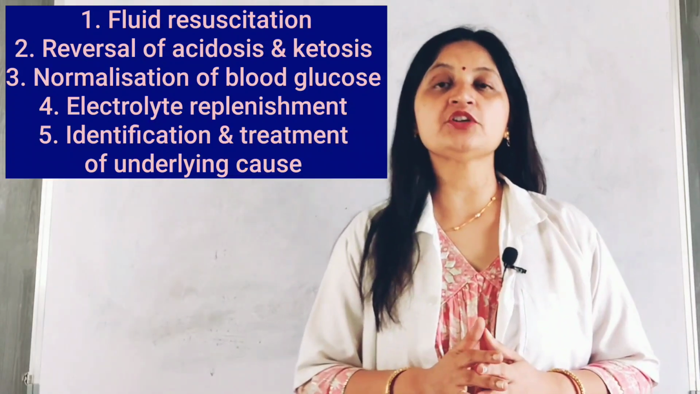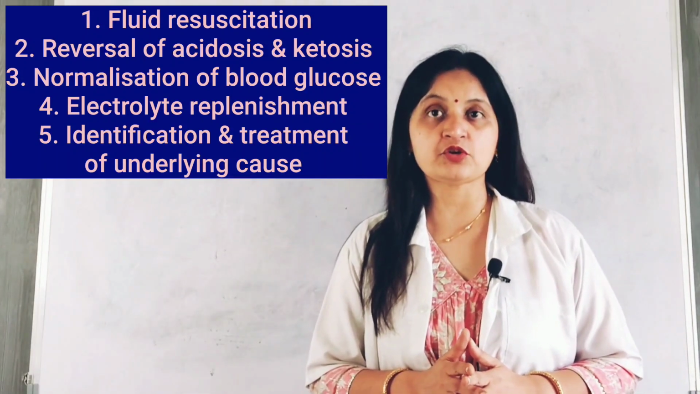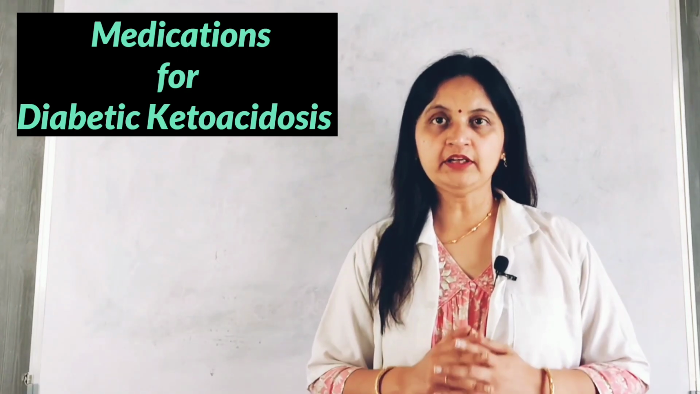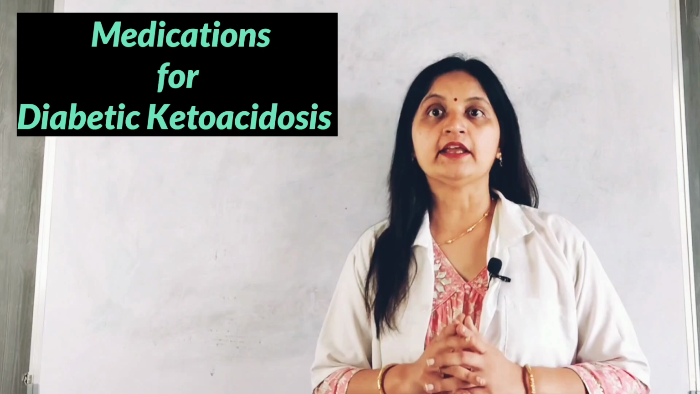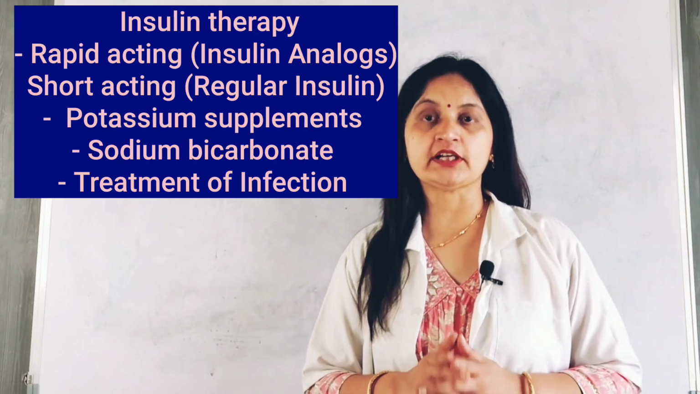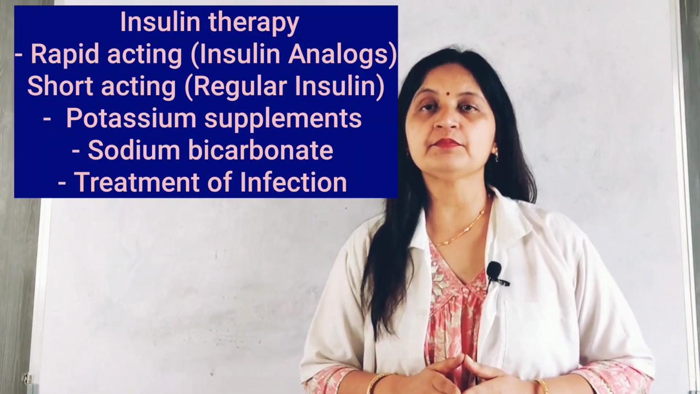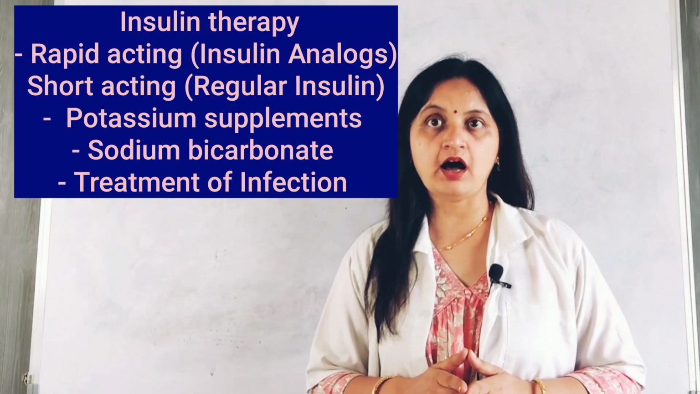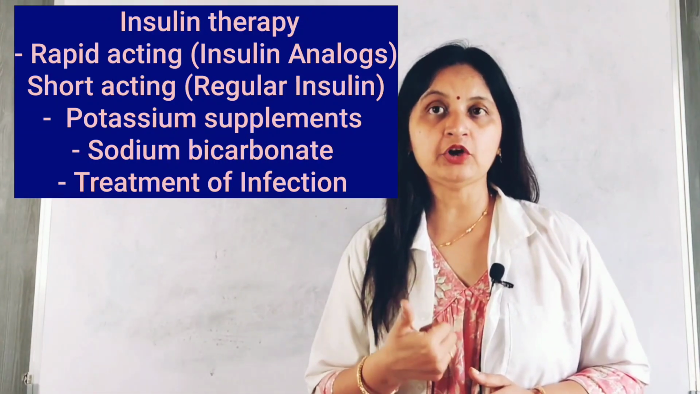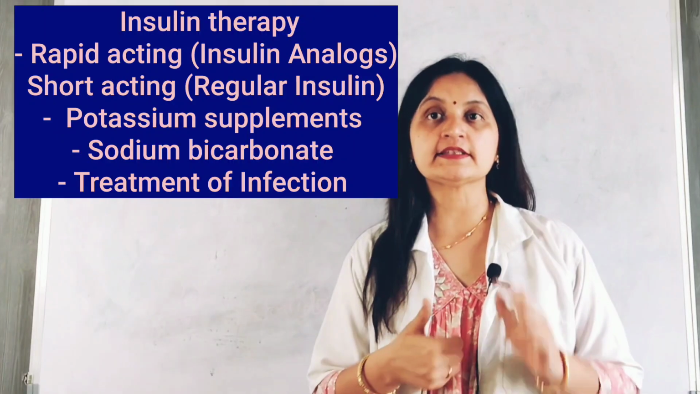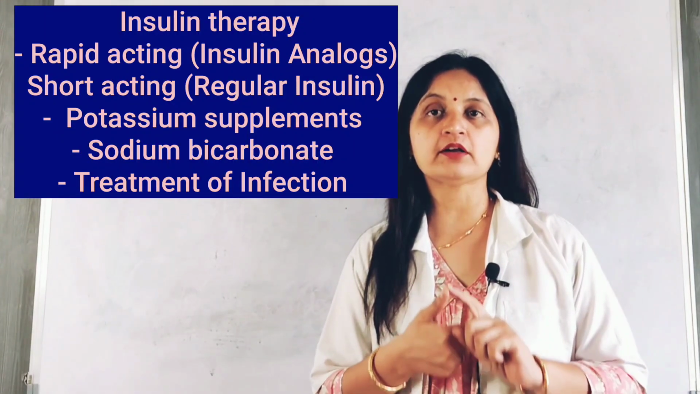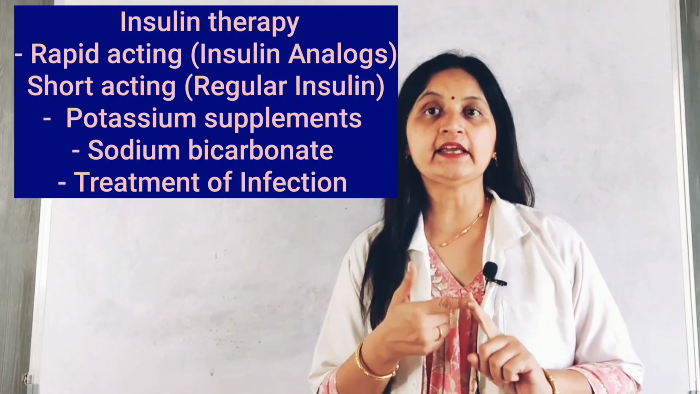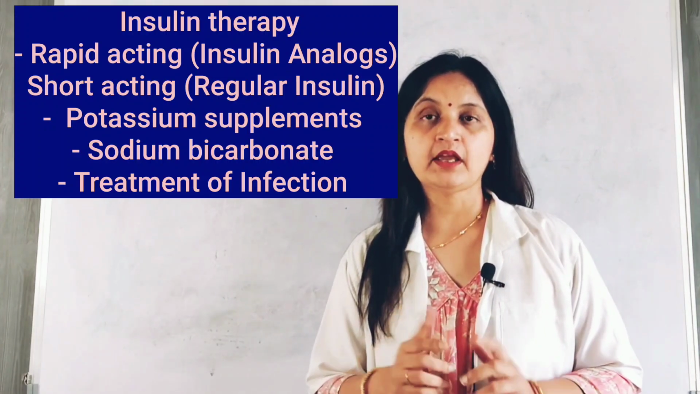The medications that are used for the treatment of diabetic ketoacidosis are, so for the treatment of diabetic ketoacidosis, insulin therapy is used, and insulin is administered intravenously because it is an emergency condition. The insulins that are used for the treatment of diabetic ketoacidosis are rapid-acting insulin analogs and short-acting insulins. The rapid-acting insulin analogs are insulin lispro, aspart, glulisine, and short-acting insulin is regular insulin.